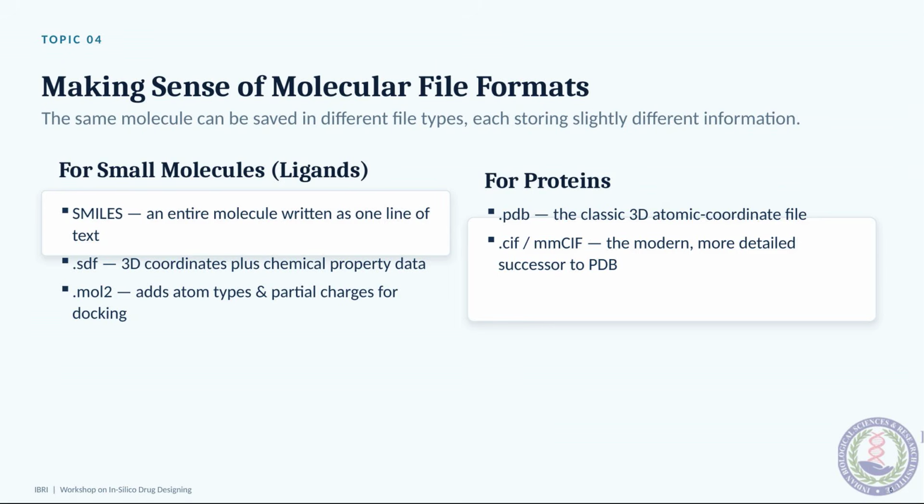Molecular file formats matter because the same molecule can be saved in different file types, each storing slightly different information. For small molecules, or ligands, we commonly use SMILES, which writes an entire molecule as a single line of text, the .sdf format, which adds 3D coordinates and chemical property data, and .mol2, which adds atom types and partial charges needed for docking. For proteins, the classic format is .pdb, containing 3D atomic coordinates, and its modern, more detailed successor, .cif or mmCIF.